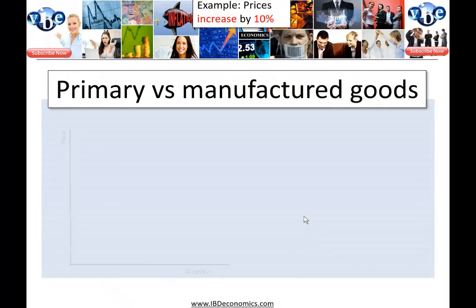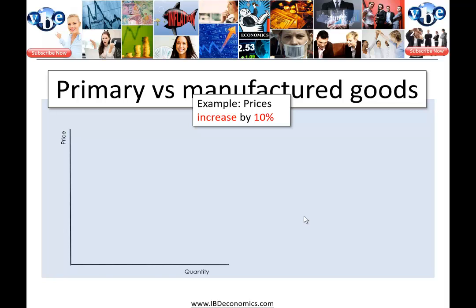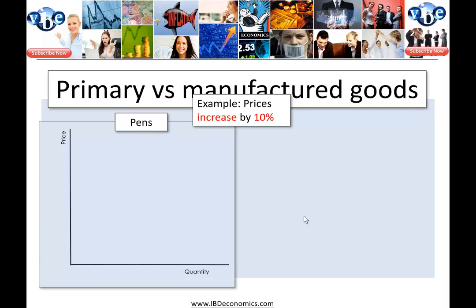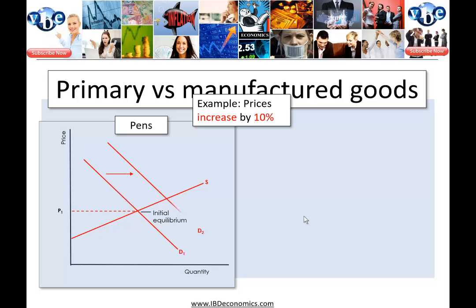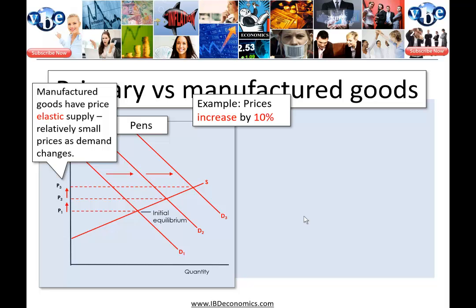Taking this primary versus manufactured goods a little bit further, same example, prices are increasing by 10%. We have a manufactured good here, pens, the market for pens. The initial equilibrium, increase in demand, increase in price, an additional increase in demand, an additional increase in price. So the manufactured good has price elastic supply, with relatively small price changes as demand changes.